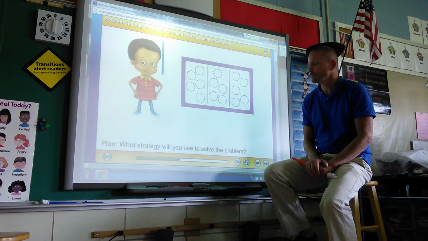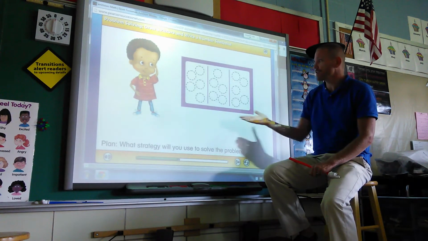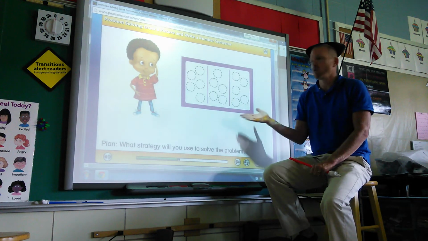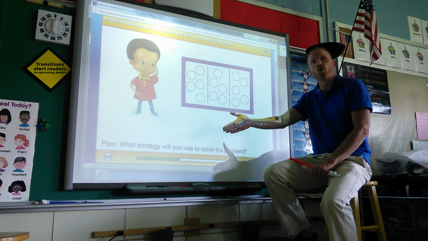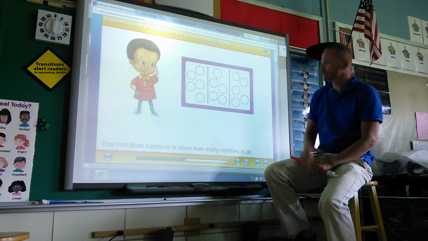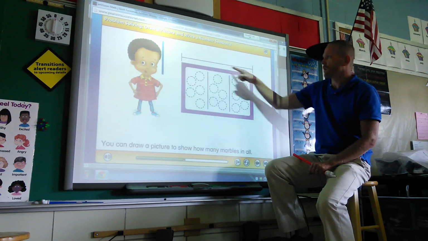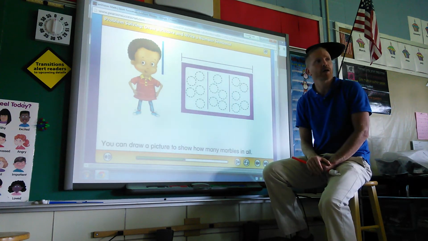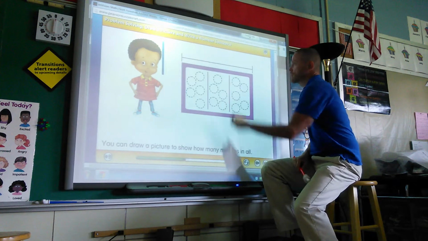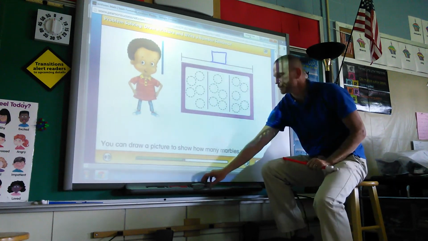Plan. What strategy will you use to solve the problem? Okay, so I would ask them right now, what plan are you going to use to solve this? Is it what we used previously, or is there something that you see different that might work better? You can draw a picture to show how many marbles in all. Then I would ask them, what do you think this is for up here? What do you think is going to go up here? My goal is that they would say the whole number is going to go up there.